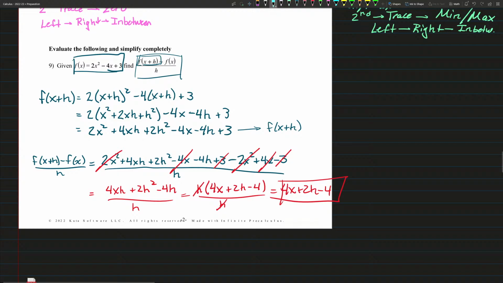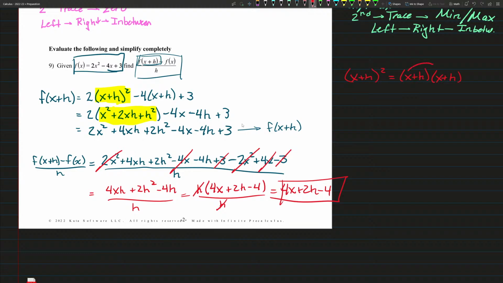Number 9 on this part, how do I get the x squared plus 2xh plus h squared? Okay. When you expand, x plus h squared is equal to x plus h times x plus h. And then you have to FOIL.